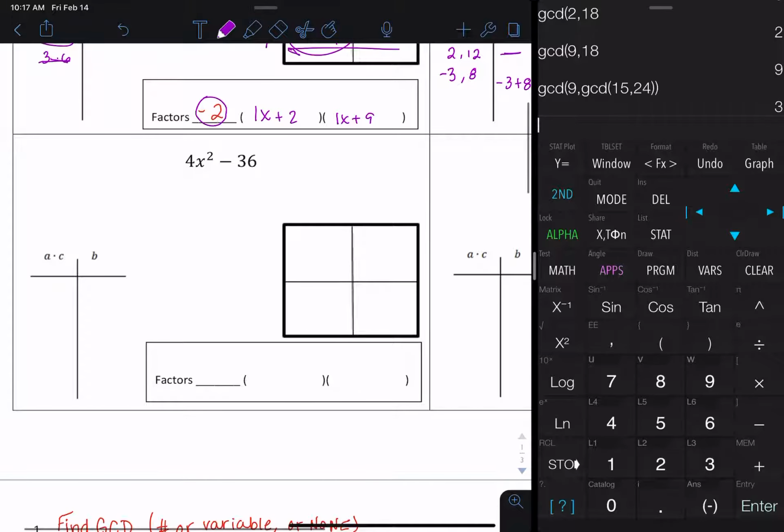All right, example 3. Example 3 is weird because it's missing the middle term. We're going to take care of that in a minute. But first we need to see if there's a GCD between 4 and 36. Remember, if there's only 2 numbers, I only have to GCD once. I don't have to type it twice.